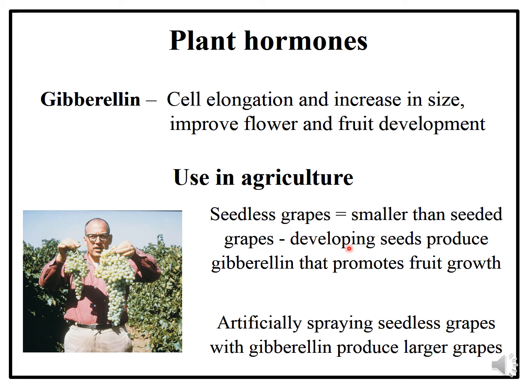So just as an example, how they use gibberellin, if you are a producer of seedless grapes, most of the times you get a smaller grape because that gibberellin is released by developing seeds. So a cultivar that has no seeds will not release gibberellin, so the fruits will not grow bigger. So what farmers do is they artificially spray seedless grapes with gibberellin to produce larger grapes.